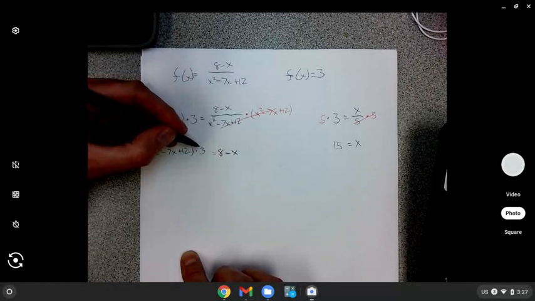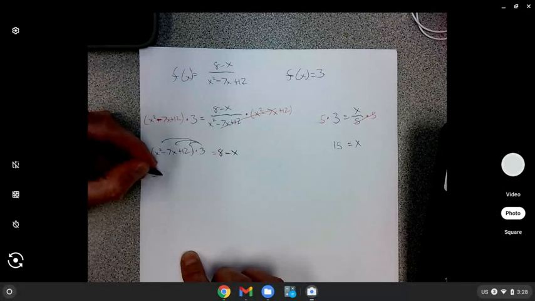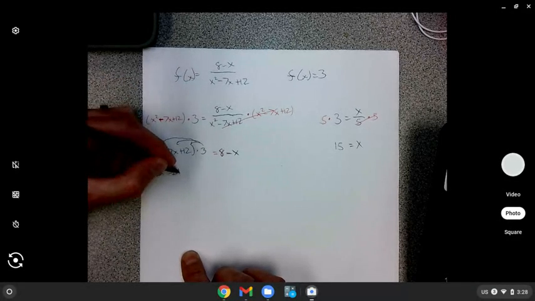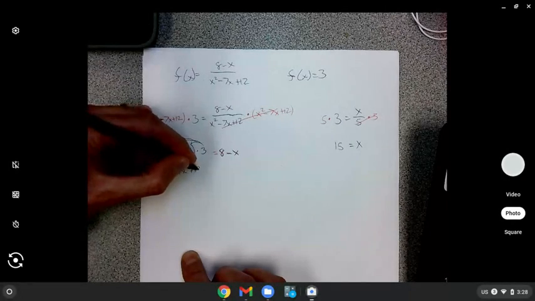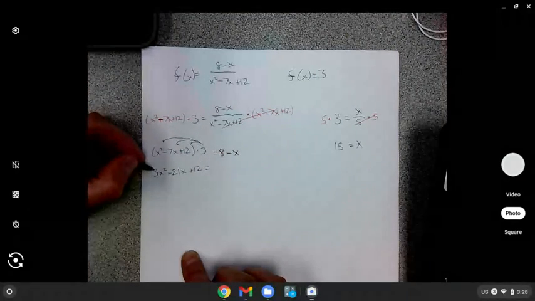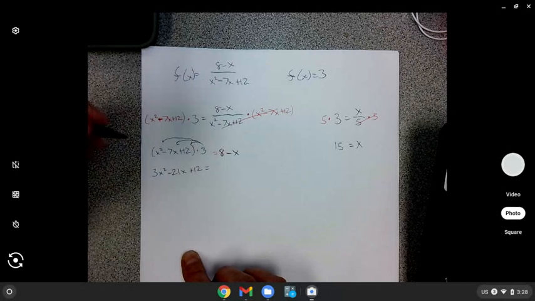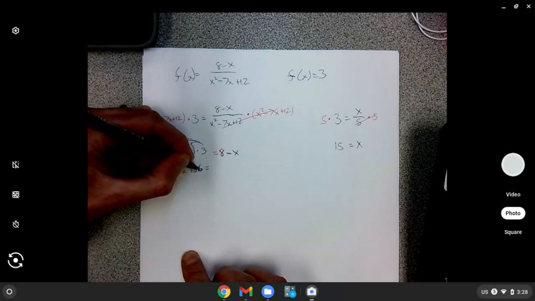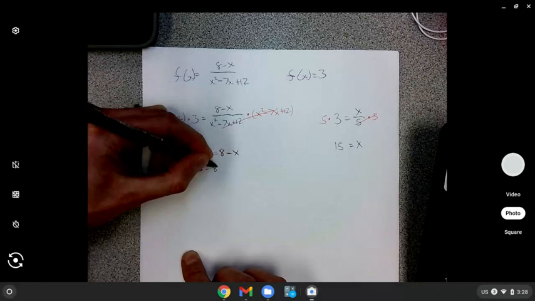From there I can distribute. So I can distribute the 3 through the parentheses. I'm going to speed up a little bit here. 3x squared minus 21x plus 36. Don't go too fast, I guess.